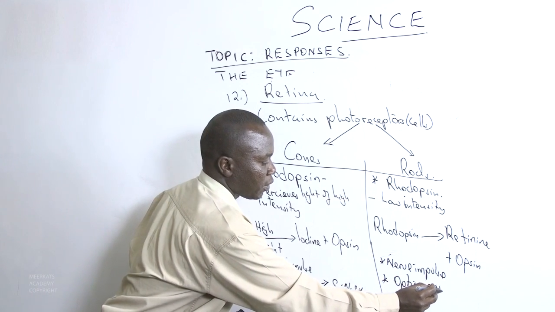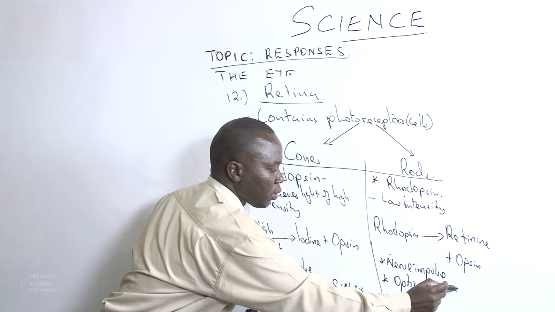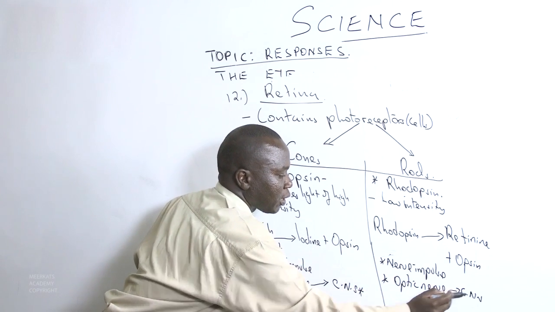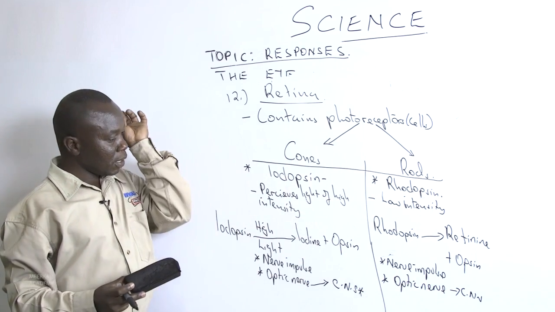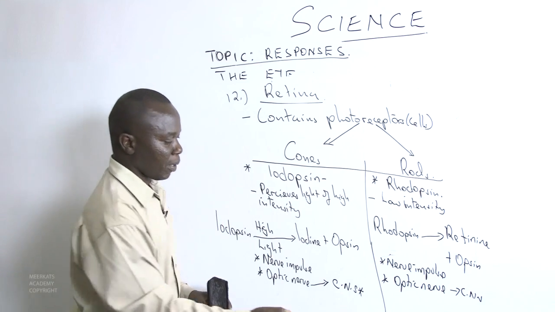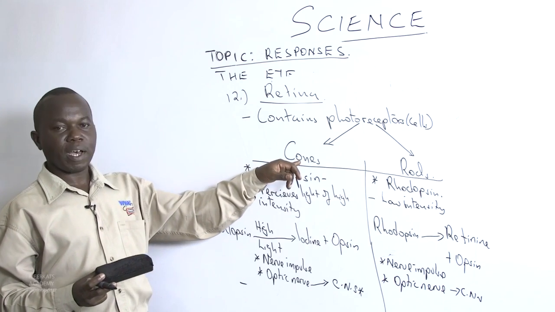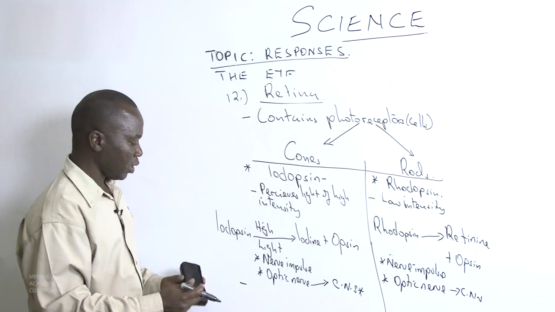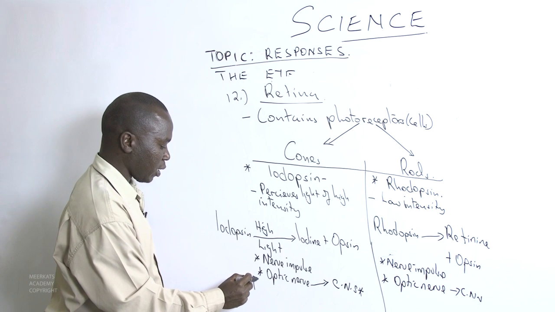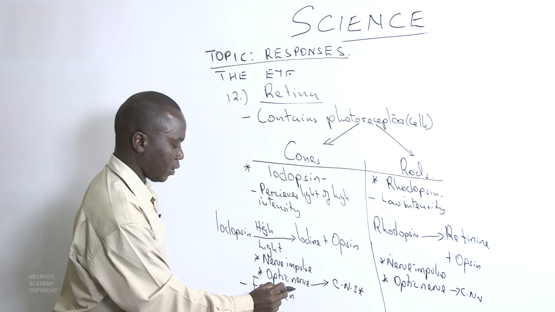Optic nerve. It is transmitted through the optic nerve to the central nervous system, the CNS, for interpretation. Then there will be perception of the same. But one region where we have a high concentration of cones is a region of the retina called the fovea centralis.